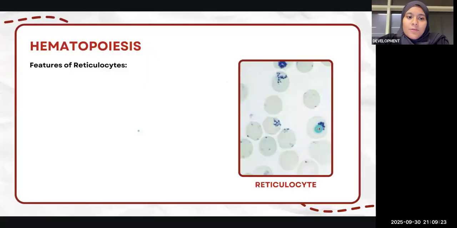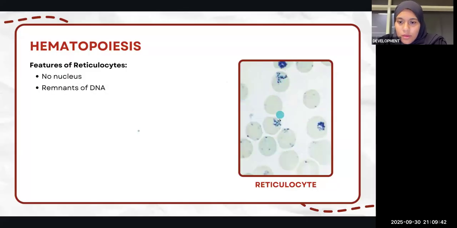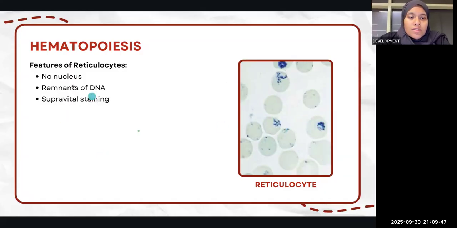We're going to start with reticulocytes. Reticulocytes are the immediate precursor of erythrocytes. They're anucleate, they don't have any nucleus, and they have remnants of DNA, like this blue thing, inside. They're seen with something called supravital staining. You just have to know the name of the staining, you don't have to know what supravital is or the staining procedure. That's how you can see reticulocytes.